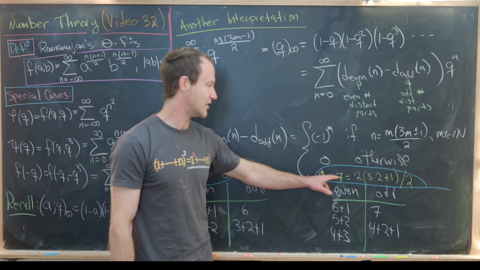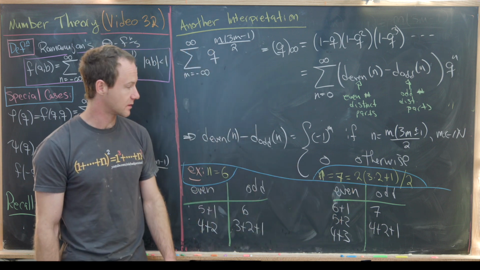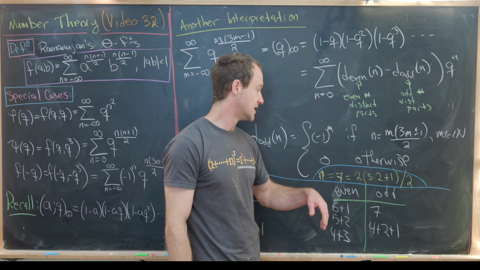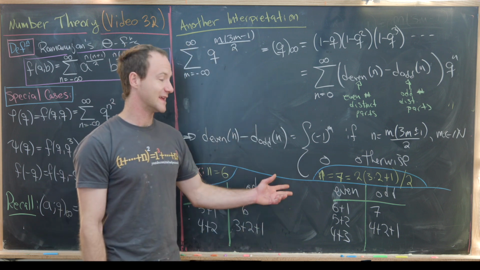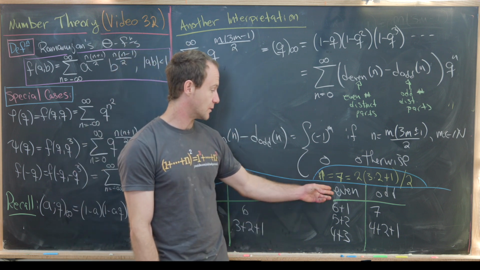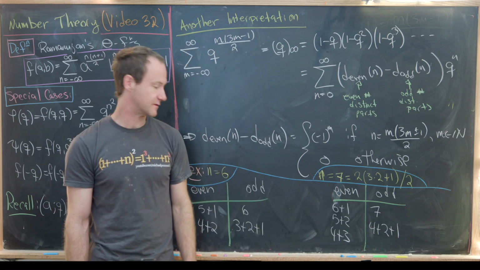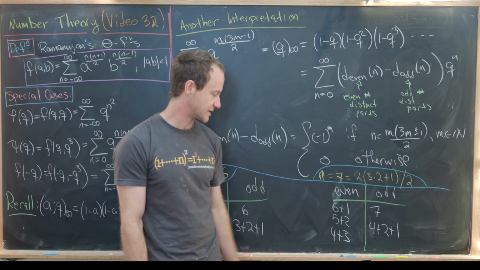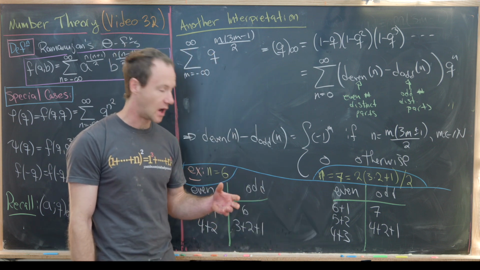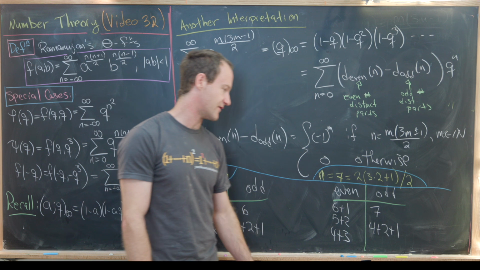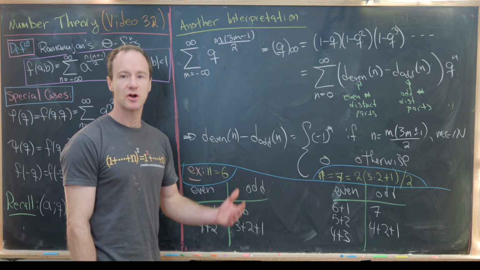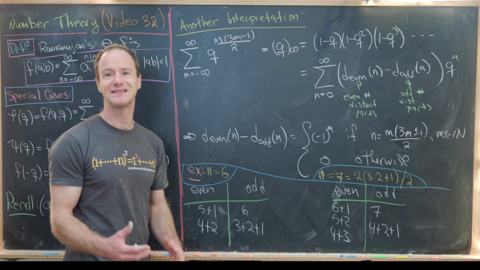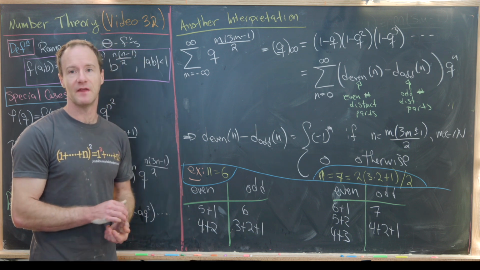But if we take 7, which is a pentagonal number, it is 2 times (3 times 2 plus 1) over 2, we get a difference of 1. So partitioning into an even number of distinct parts, we have 6 plus 1, 5 plus 2, and 4 plus 3. An odd number of distinct parts, we have 7 and 4 plus 2 plus 1. The difference there is 1. So I urge you guys to look at some more cases just to get a feel for this working. And that's a good place to stop.